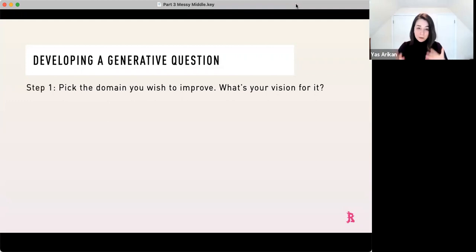What I would like you to do with me in real time is, please pick a domain you wish to improve, or a problem or an issue. Write that down on your piece of paper. It doesn't have to be perfect. I'm just walking you through the process, but pick something and maybe write a few words about what your vision is for that issue. What does the horizon 3 for that thing look like or feel like? It does not have to be a big paragraph, maybe a few keywords, that's fine. But paint that picture.